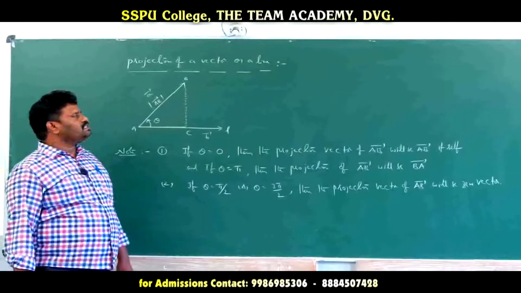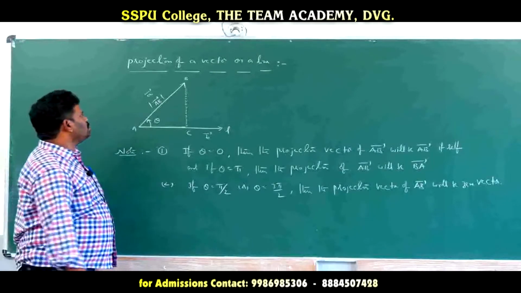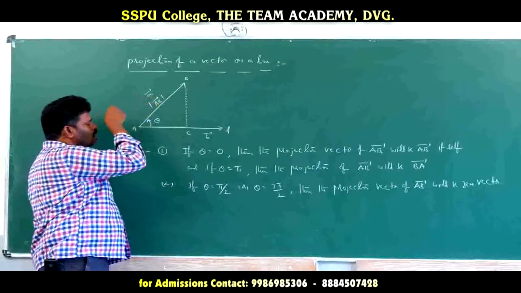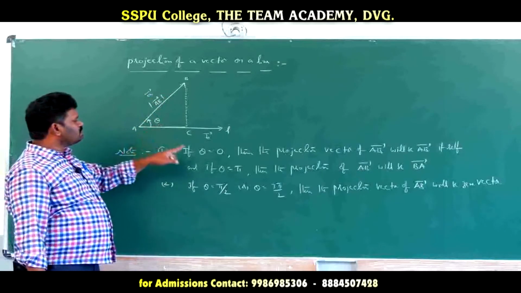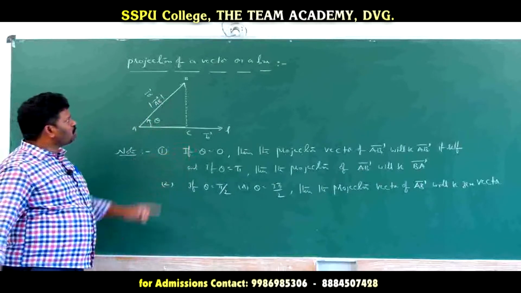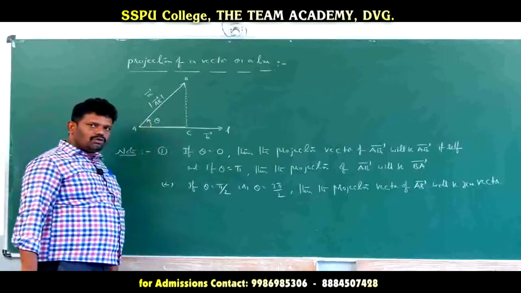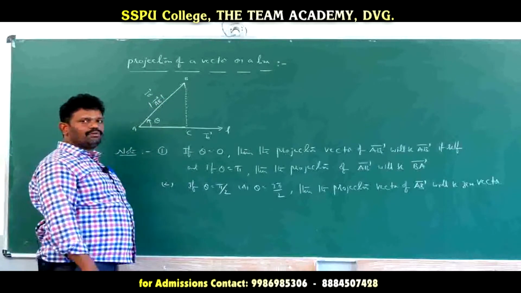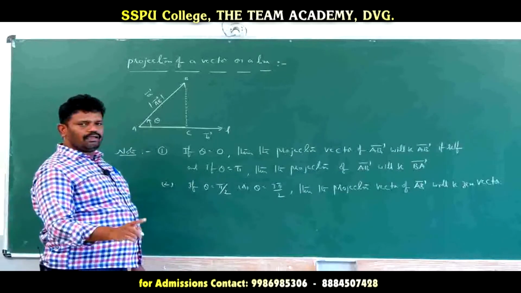Okay? Right. It is the projection of a vector on a line. Here we remember two points. The angle between the vectors, the directed line and the vector, is theta. If theta is equal to 0, then the projection of the vector AB will be AB. The direction is the same, so the projection of vector AB will be AB itself.